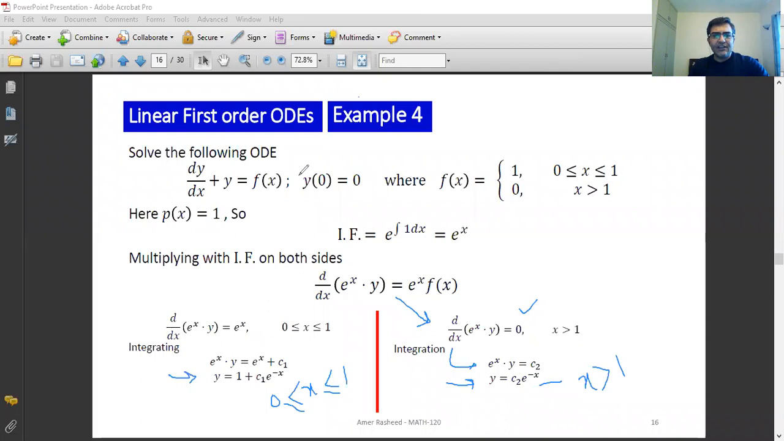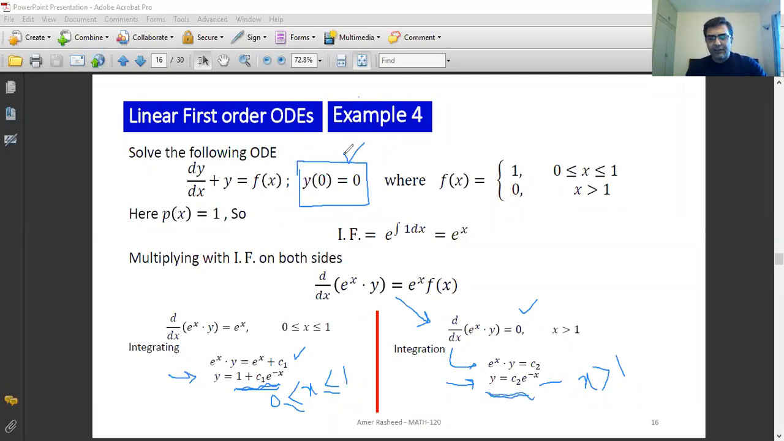Now you can see that this is an initial value problem. The initial condition is also given, y of 0 is equal to 0. This initial condition helps us to find the unknown constants in the general solution. So here we have an unknown constant c1, which is basically a constant of integration, or this is basically a one parameter family of solutions, and this is the parameter of the family of solutions.